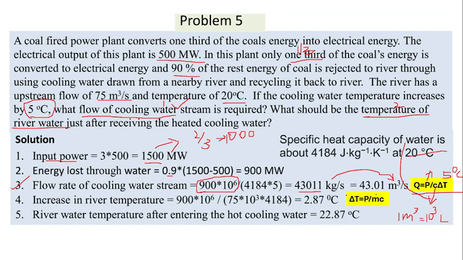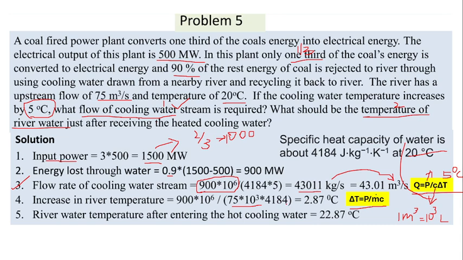So you need to find the delta T. The delta T here is P divided by m dot C. Here the power lost into the water is 900 into 10 power 6. And then the mass flow rate of the water. You know the flow rate of the upstream flow is 75 meter cube per second. This is the flow rate that is substituted here. Then again C is the heat capacity of the water at 20 degrees Celsius, 4184.